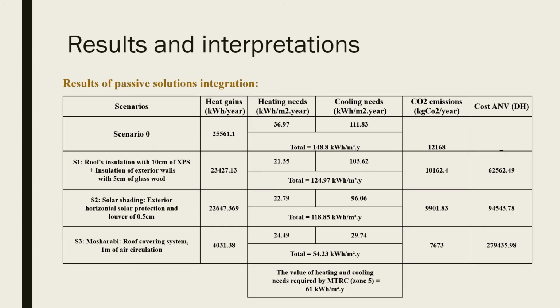Other simulations were carried out in order to minimize the cooling needs. Each simulation was an additional solution, such as insulation, shading systems, and then the use of Mousharabi. The results were compared in terms of heating and cooling needs reduction, CO2 emission, and the cost.